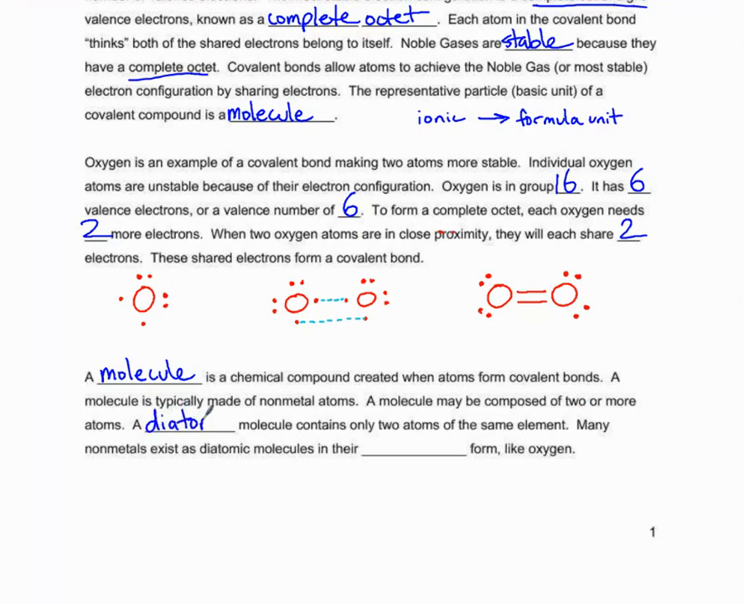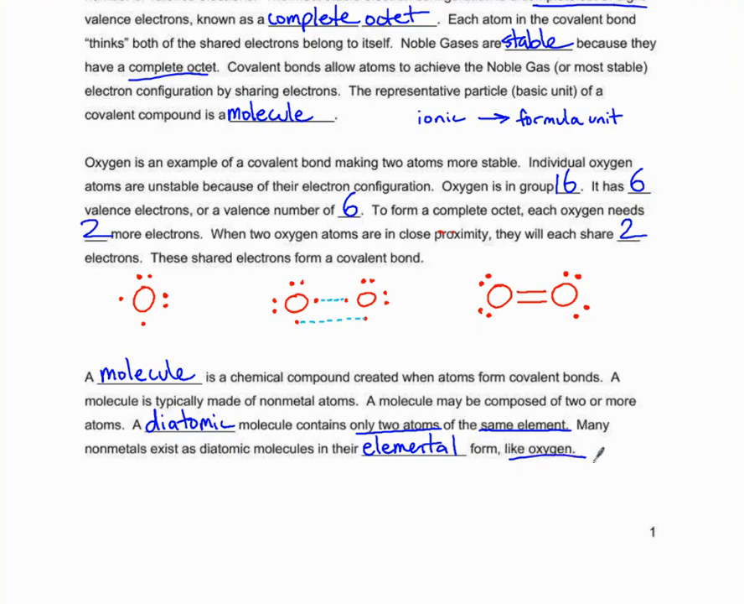Here's a specific type of molecule. It's called a diatomic molecule. It contains only 2 atoms, and they are the same element. A lot of nonmetals exist as diatomic molecules in their elemental form, like oxygen, because they're unstable.